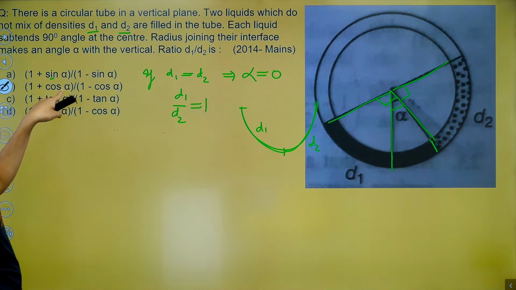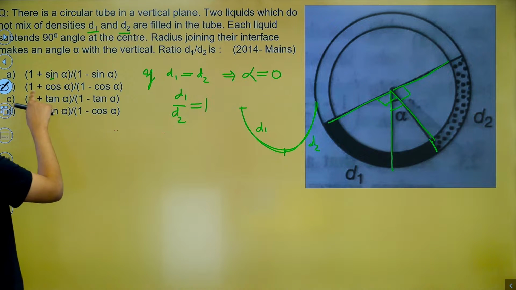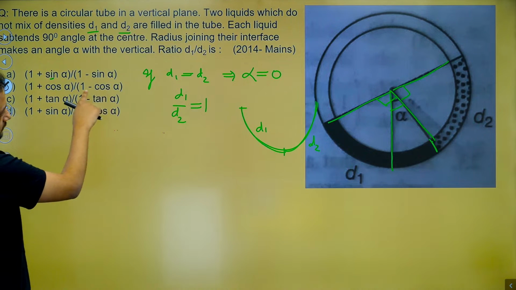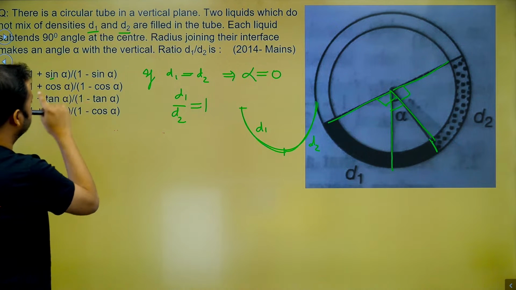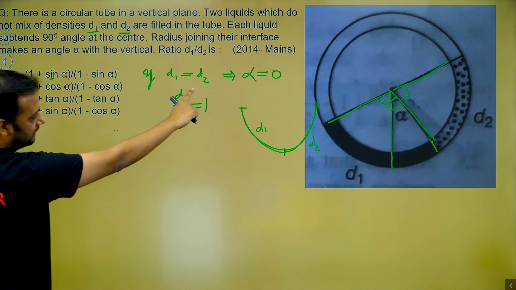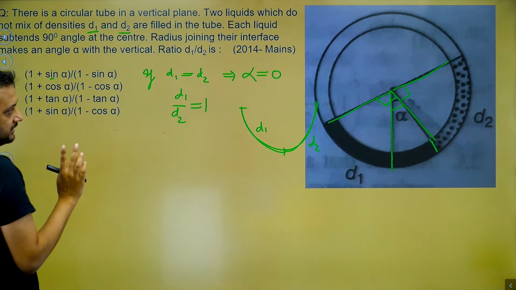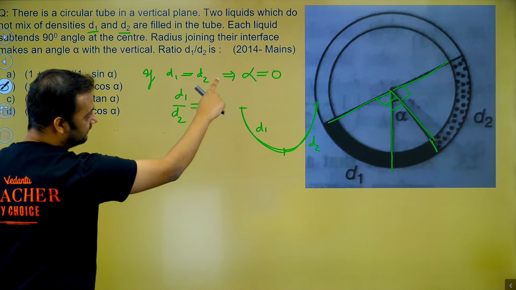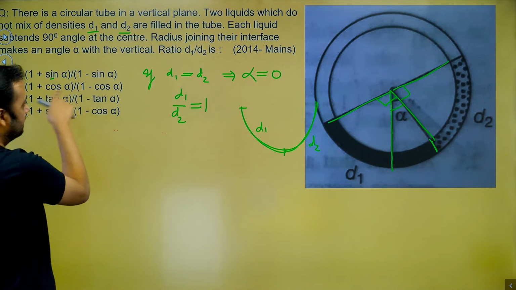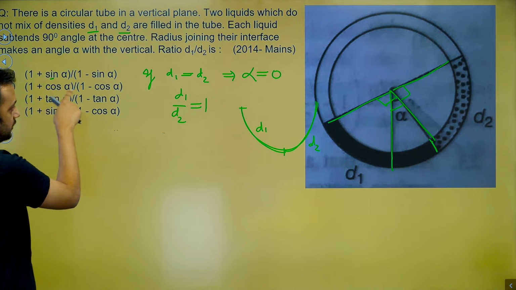If you put alpha 0 in option B, what do we get? The denominator becomes 1 minus 1, so it becomes infinite. Whereas we wanted d1 by d2 to be 1, because if you assume d1 equals d2, then alpha should be 0 and the ratio should be 1. But option B is definitely not giving you that. Option B is giving you an infinite value.